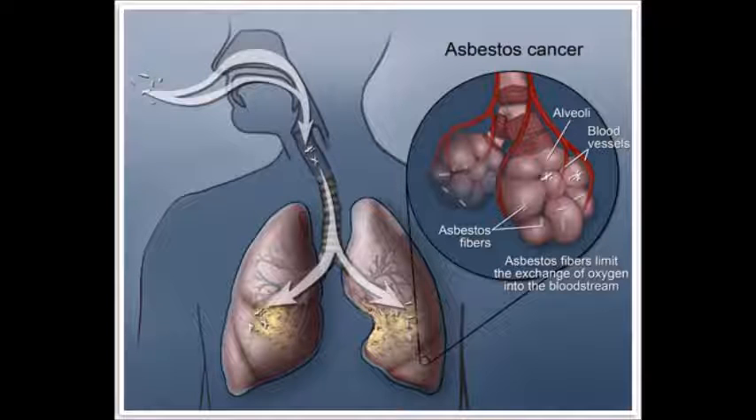Pleural mesothelioma, which occurs in the lining of the lungs, the pleura; peritoneal mesothelioma, which occurs in the lining of the abdominal cavity, the peritoneum; and pericardial mesothelioma, which occurs in the lining of the heart, the pericardium.